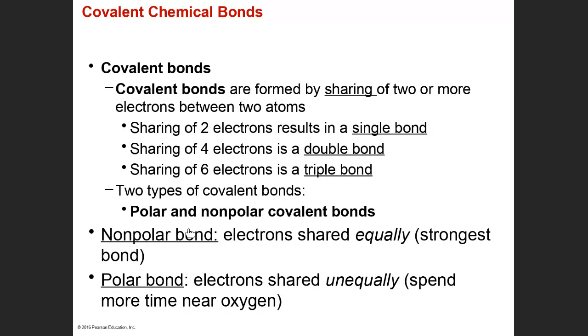Okay, so first of all, definition-wise, with a covalent bond, if it's a non-polar covalent bond, then that means the electrons are shared equally. A polar covalent bond means that the electrons are shared unequally. Okay, and that's it for that.